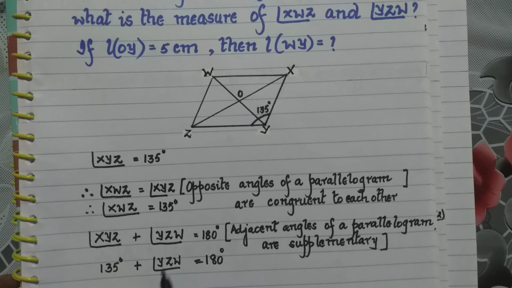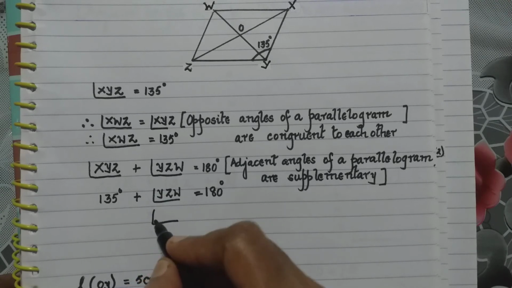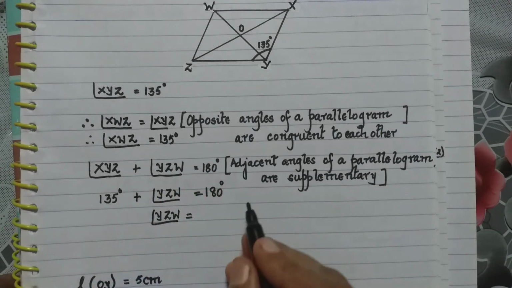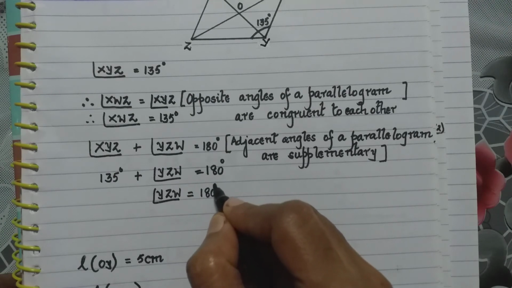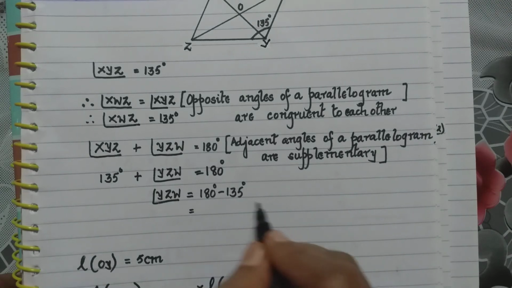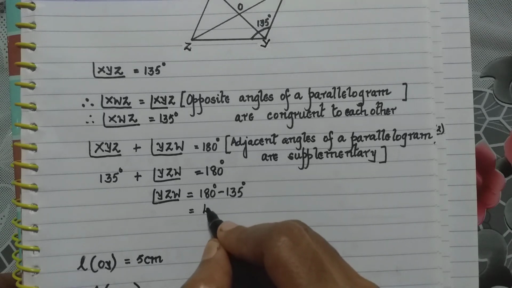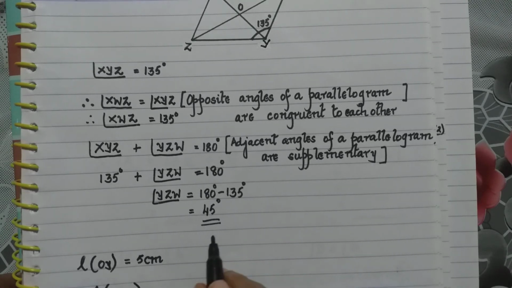Now I have to find what is the measure of angle YZW. So I'll write angle YZW is equal to, taking 135 degrees on the other side, it will be 180 degrees minus 135 degrees. So 180 degrees minus 135 degrees will be 45 degrees. Therefore, measure of angle YZW is equal to 45 degrees.